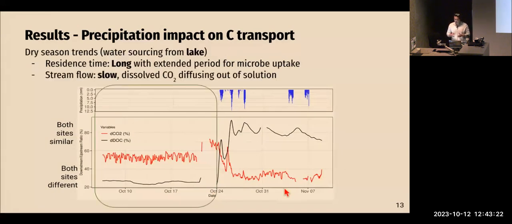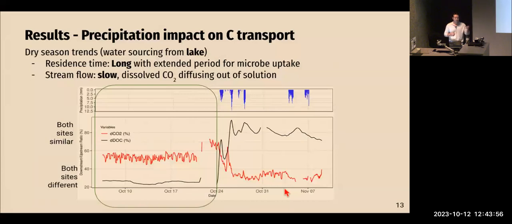So focusing on the summer dry season trends, the water is mainly sourced from the lake, the soil is really dry, and the water is quite stagnant as it flows slowly through 3.3 kilometers. This long residence time gives microbes an extended time to take up the dissolved sugar in the stream. And because the stream flow is really slow, the dissolved carbon dioxide is slowly diffusing out of solution, which is a way slower process than turbulent transport.